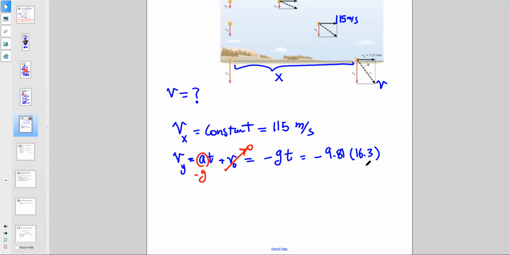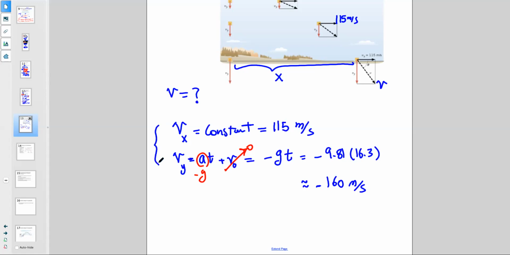I have 9.81 times 16.3. It is giving me close to negative 160 meters per second. So along the y direction, we have that, and along the x direction, we have that.